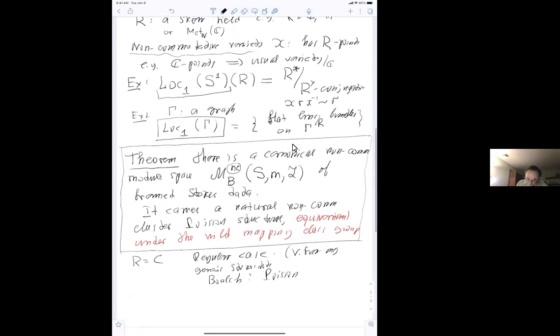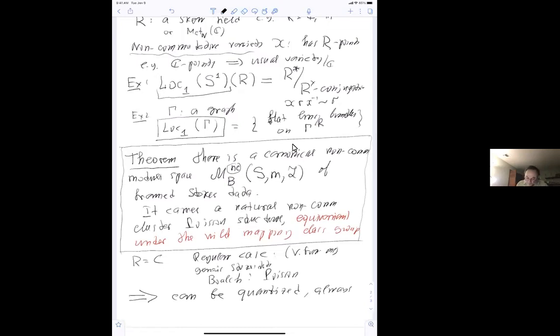And one of the consequences of this is that it can be quantized always. Quantized in the sense which we talked about when we did cluster quantization with Volodya Fock. So it can be quantized always, and the quantization is equivariant under this wild mapping class group.